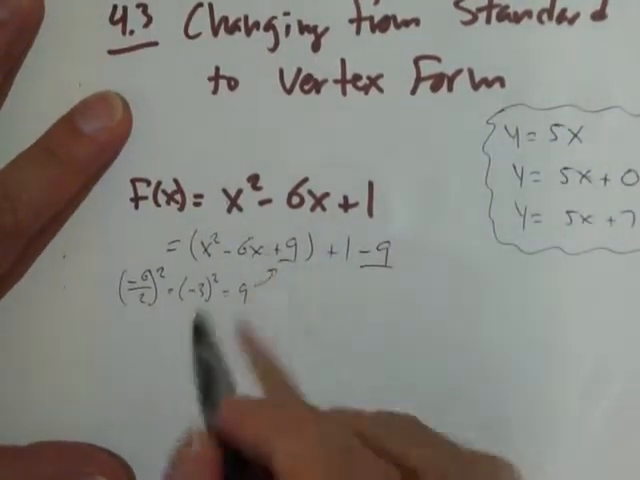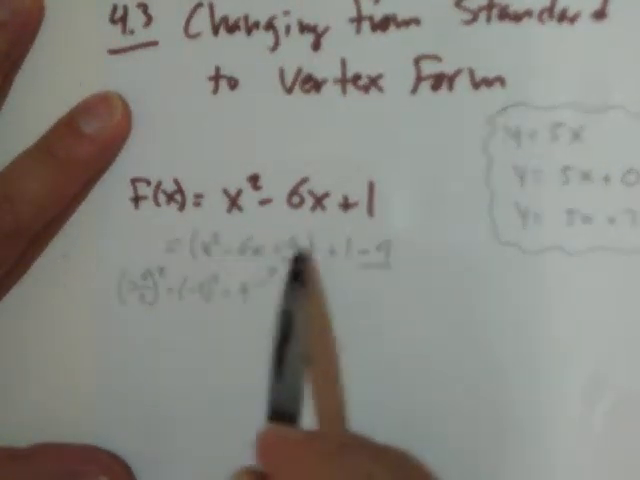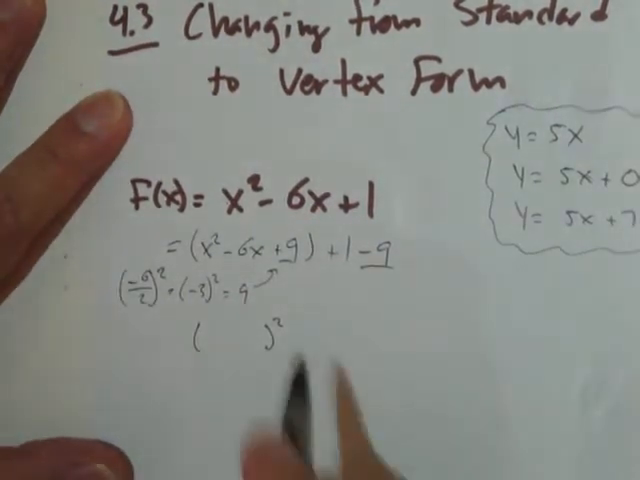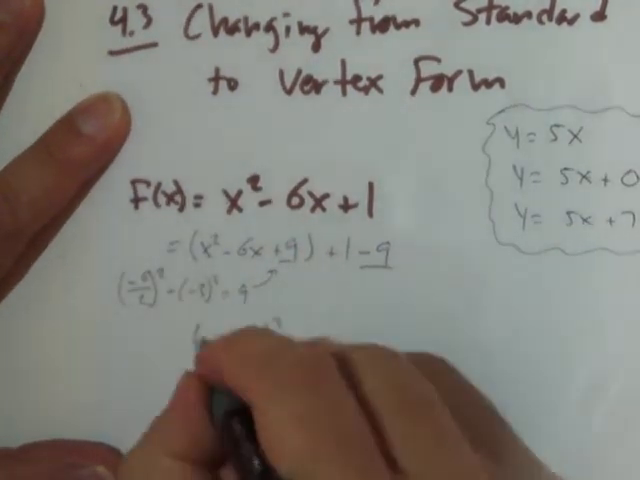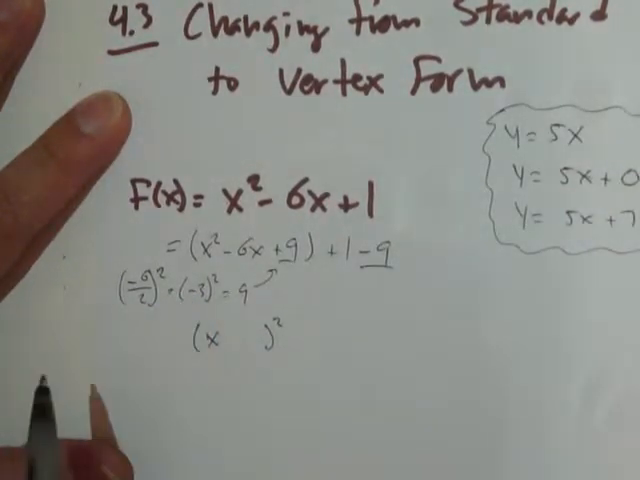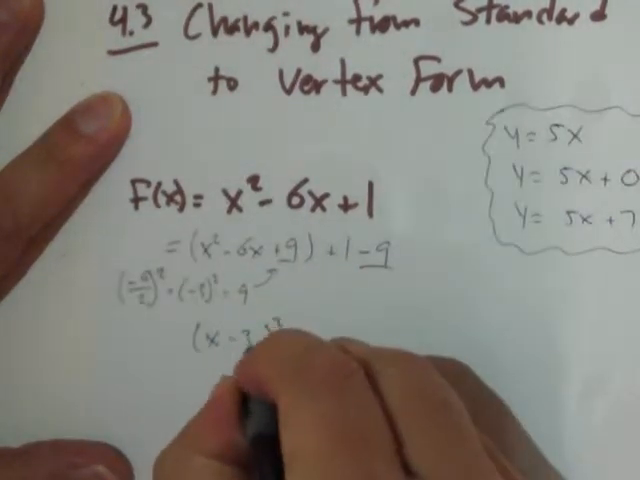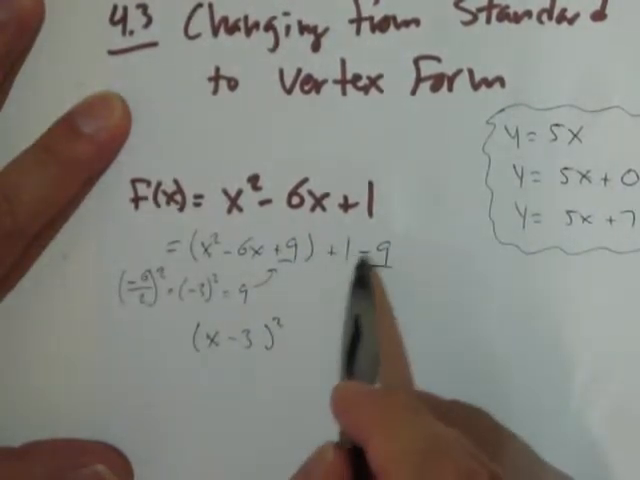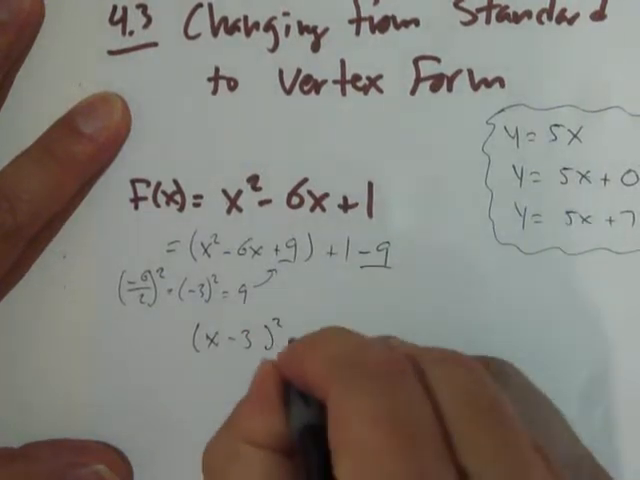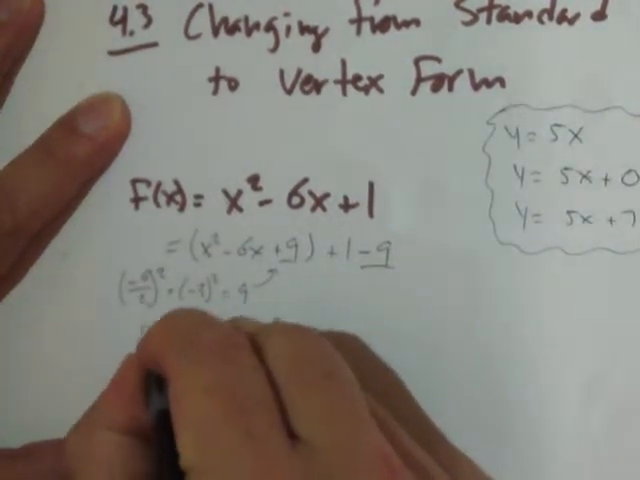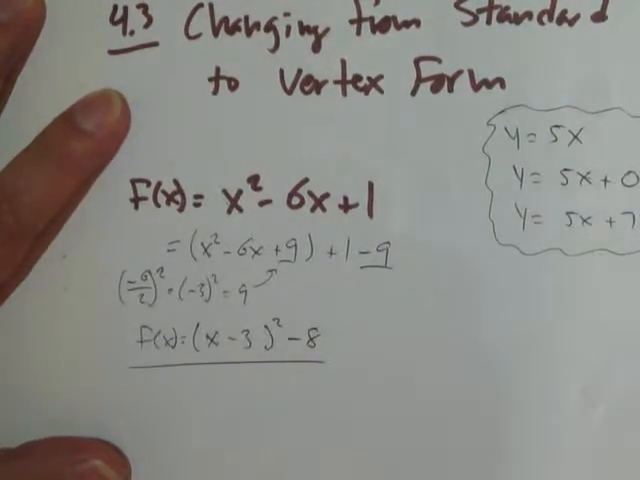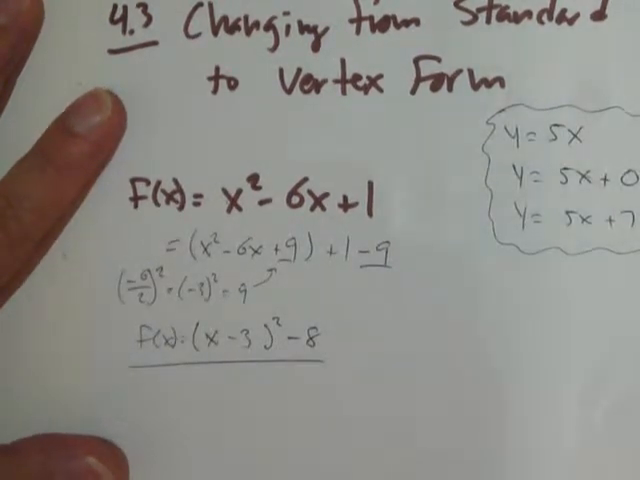So now what I can do is this one here, I can write this as the something squared. And so the something would be x right here. And then remember, it was whatever we got when we divided by 2, so the minus 3. So it'll be x minus 3 squared, and then whatever happens out here, I got a plus 1 minus 9, so that'd be minus 8. And there we go. There is our vertex form of the parabola.